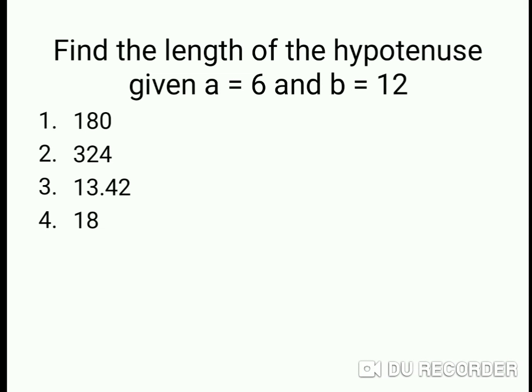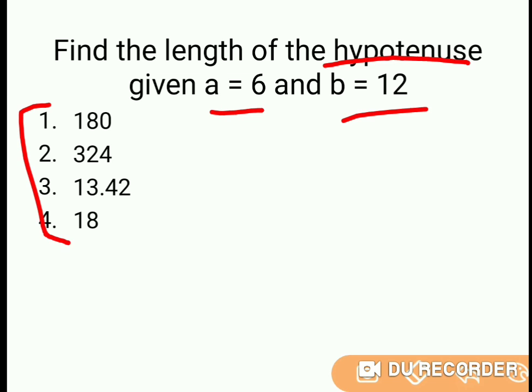Here I have another question to test your learning. Find the length of the hypotenuse. Same question. Find the length of the hypotenuse when a is 6 and b is 12. You have four options. Which of them is correct? You need to identify. So you need to make your calculation and answer me.